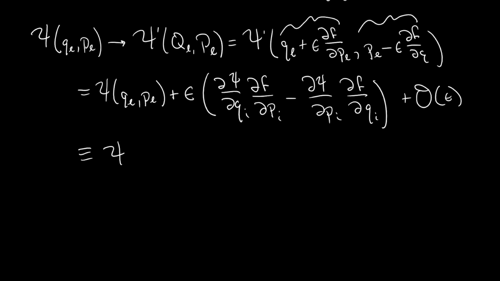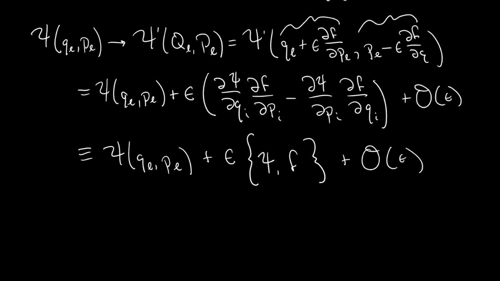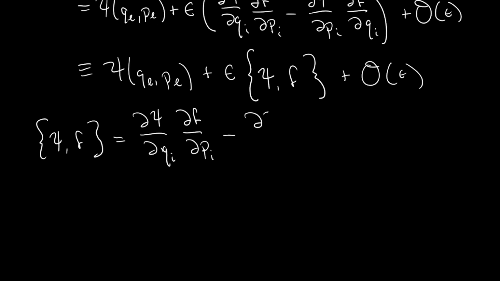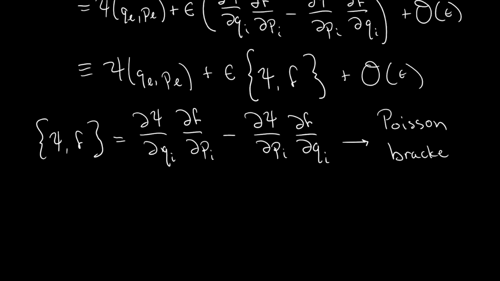So now I'm going to make a definition, and I'm going to say that this is equal to my old function, plus epsilon times this wacky thing, plus order epsilon squared, where I've defined the bracket of psi and f, is equal to d psi dq sub I df dp sub I minus d psi dp sub I df dq sub I. And this is known as the Poisson bracket. It's just a definition that we make.